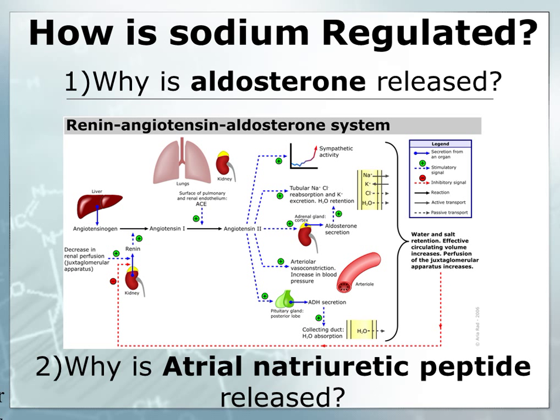Remember this stuff, ANP? Why is it released? Because your blood pressure is too high. So aldosterone and ANP work exactly the opposite. Both of them regulate sodium. The only way they regulate water is indirectly. They regulate sodium directly. Aldosterone keeps the sodium in your body. ANP gets rid of it.